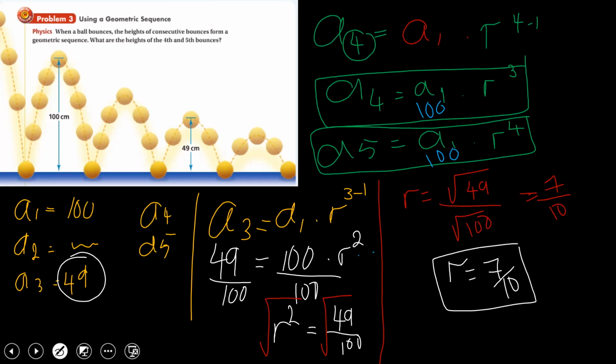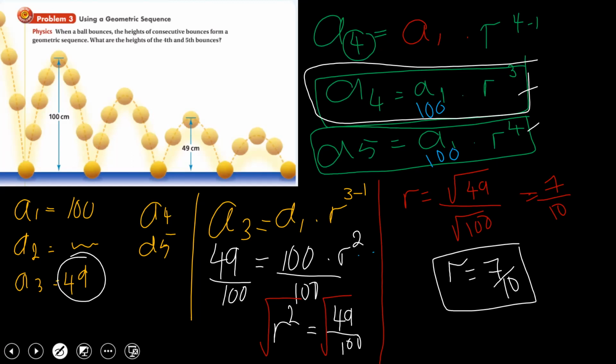Now, if I have r, can I find a sub 4 and a sub 5? Yes. Just here and here, I will evaluate, and I will tell you later how. But I will repeat. In this problem, I have a1 and I have a3. He asked me to find a sub 4 and a sub 5. Okay, for a sub 4, as we said here, I need a sub 1 and I need r. I have a sub 1, but I don't have r.